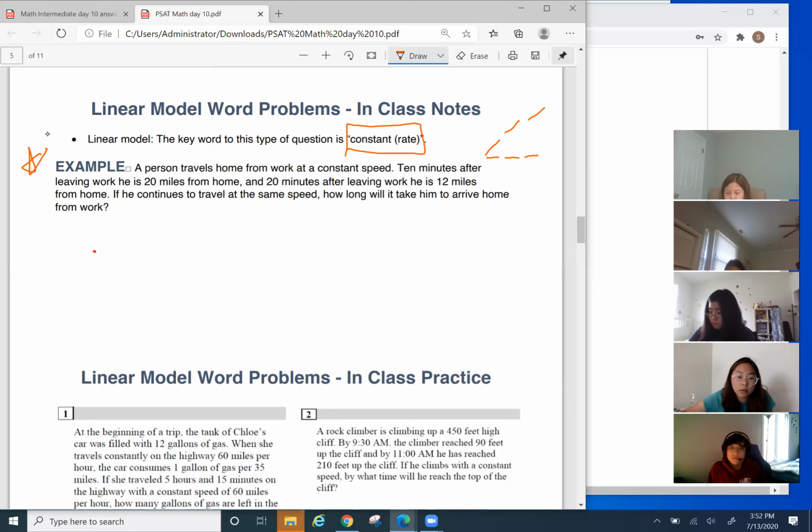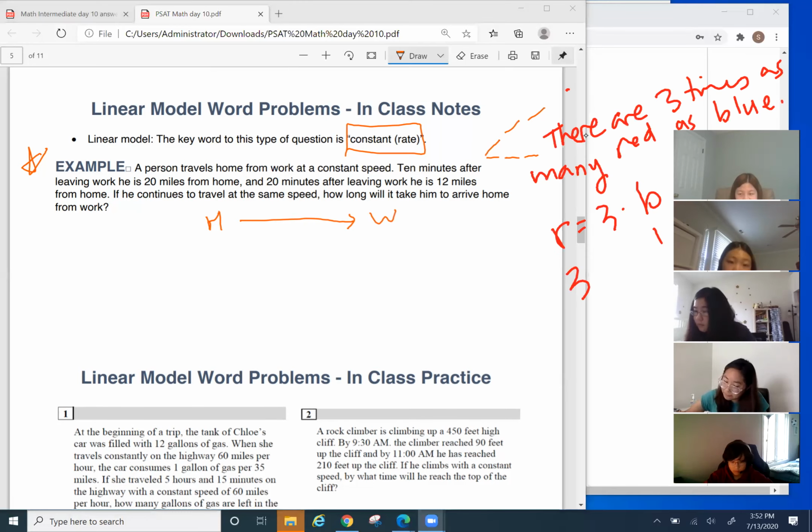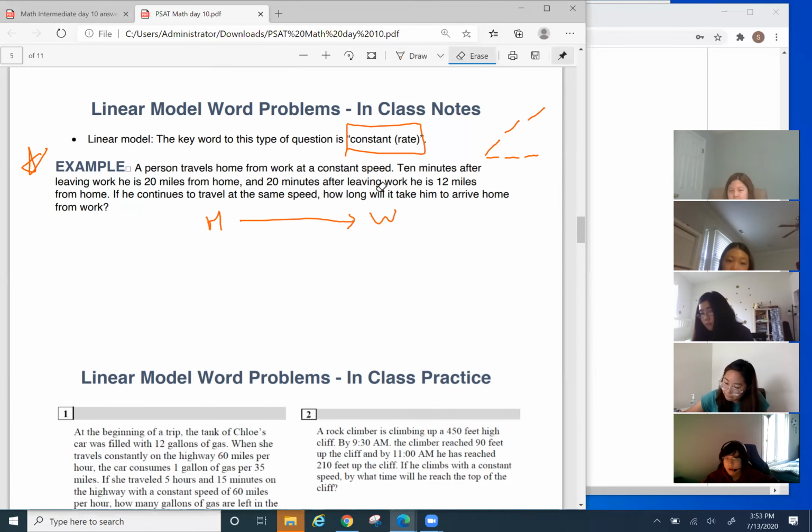Can you read this question for us, Sarah? A person travels home from work at a constant speed. 10 minutes after leaving work, he is 20 miles from home, and 20 minutes after leaving work, he is 12 miles from home. If he continues to travel at the same speed, how long will it take him to arrive home from work?